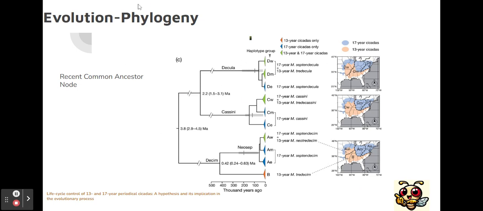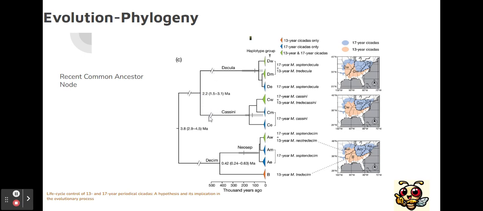This is a phylogenetic tree. In AP biology, being able to say the words recent common ancestor and node are going to be really, really helpful for you. So anytime one group splits into two different groups, and you could see the Decula group and the Cassini group, they split off about 2.2 million years ago. You can see it at the node right here.